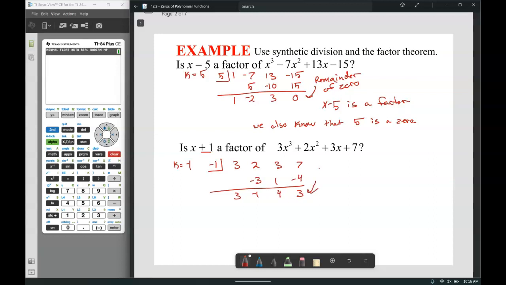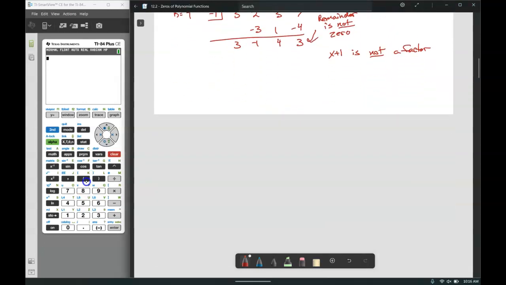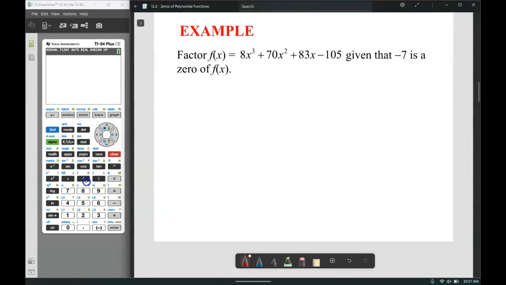And since our remainder is not 0, we know that x plus 1 is not a factor. So again, these are just simple yes-no questions, and we're using the synthetic division to justify our response. So let's continue this a little bit more.